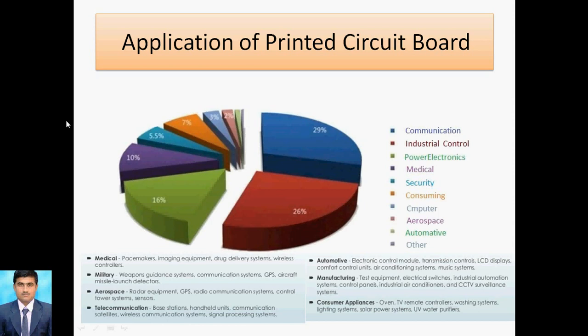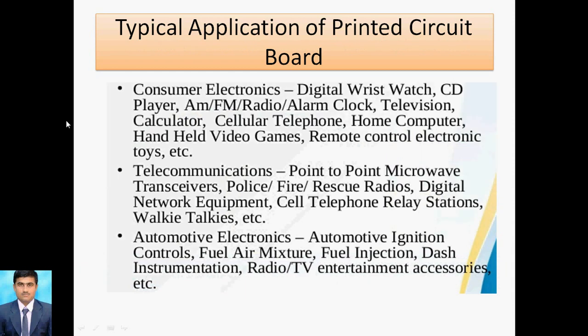Then automotive, that is electronic components. In the case of the electronic control module: the transmission controls, LCD display, comfort control units, air conditioning systems, music systems. So this is also applicable. Then manufacturing: test equipment, electrical switches, then industrial or automation systems, then consumer applications: oven, TV, remote controllers, washing systems. So this is the application of PCB. This is a typical application for PCB, that is printed circuit board.